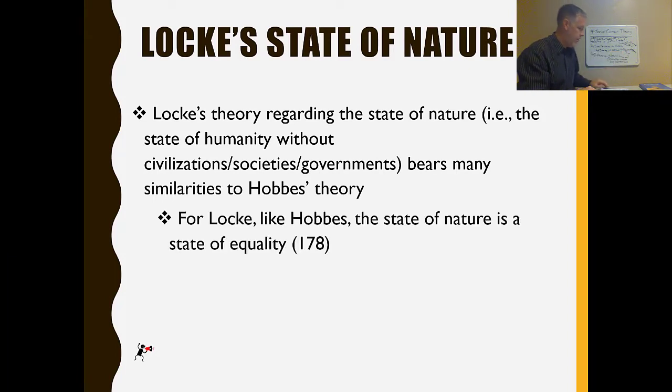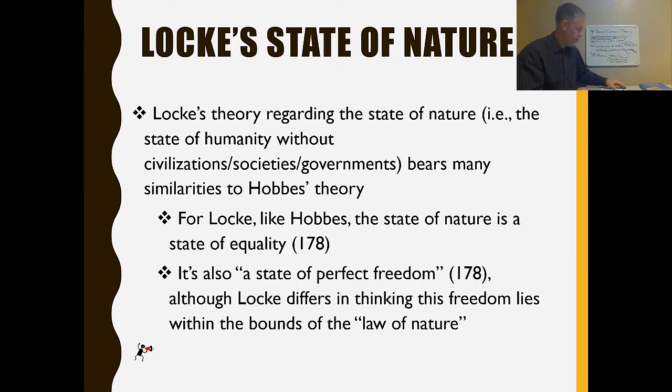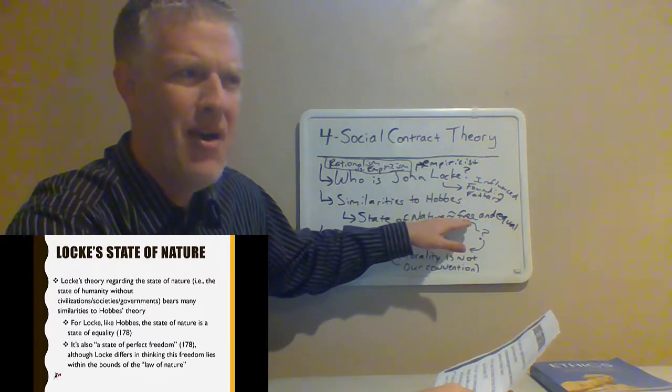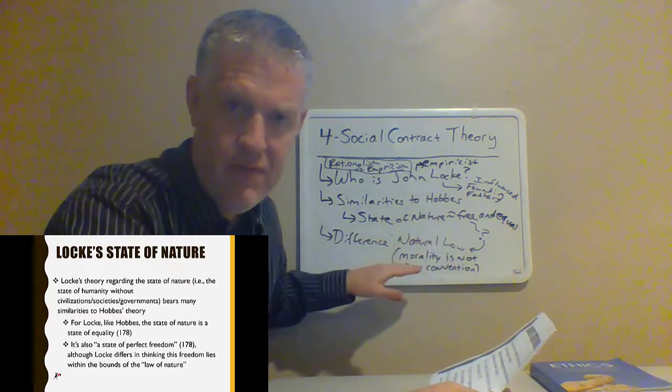As he says, he appeals to that on page 195. He talks about how there's basically this state of equality in the state of nature, and he also says, this is from page 195 of our textbook, it's, quote, a state of perfect freedom. Okay, and this is where it gets interesting, though. It's a state of perfect freedom, but this freedom lies within the bounds of what he calls the law of nature, or another way of putting that is natural law. So we're free, but that's free within the bounds of the natural law.